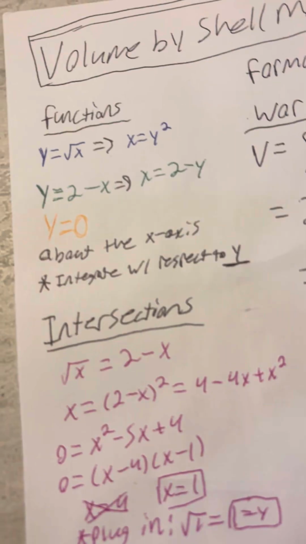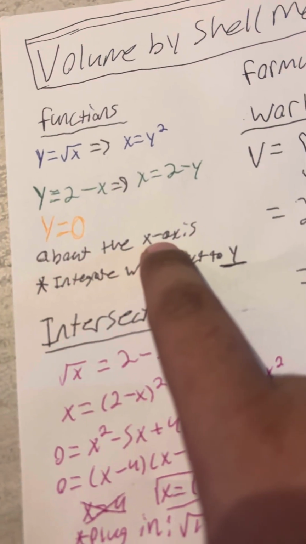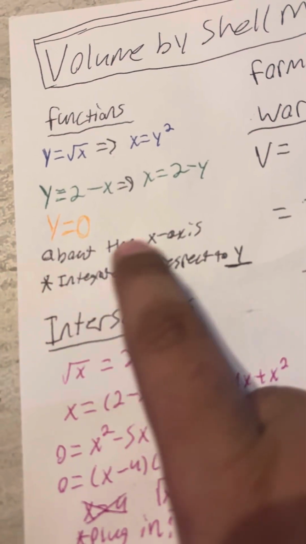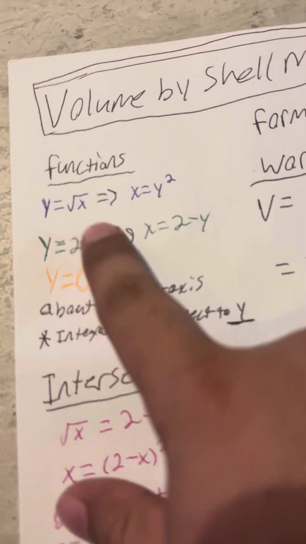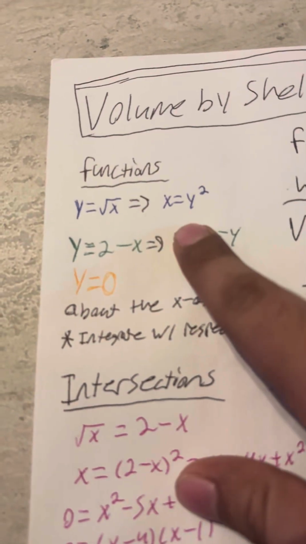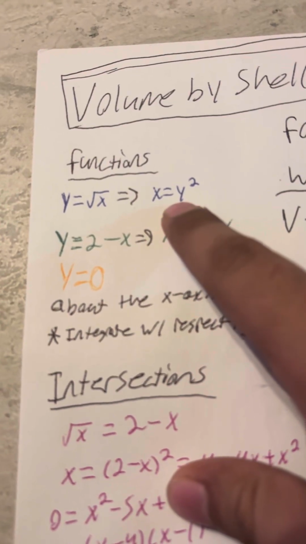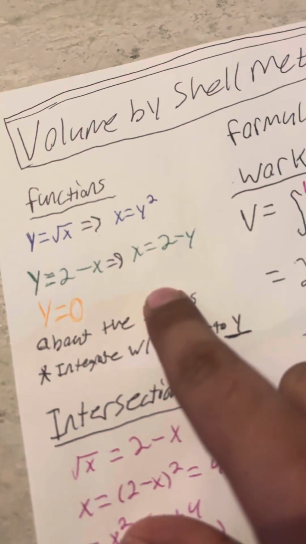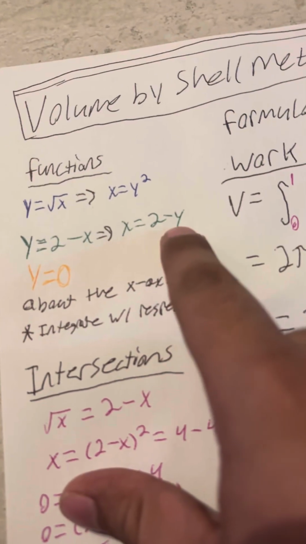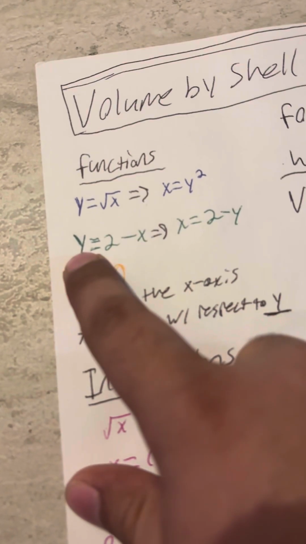Since I'm using shell method, I have to keep in mind, since it's rotated around the x-axis, I have to integrate with respect to y. And so to do that, I have to set my functions in terms of y. And so I have x is equal to y squared because I just had to square both sides. And for this one, I had x is equal to 2 minus y because I just added 1 to both sides and then subtracted y.